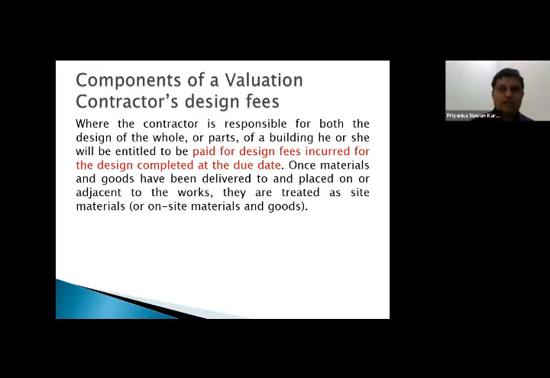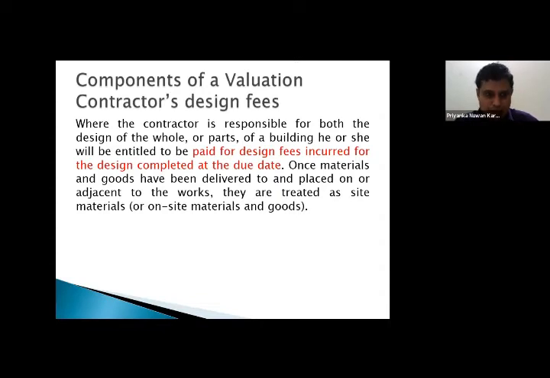Where the contractor is responsible for the design of the whole or parts of a building, he or she will be entitled to be paid for design fees incurred for the design completed at the due date. Once materials and goods have been delivered to and placed on or adjacent to the works, they are treated as site materials. Okay.